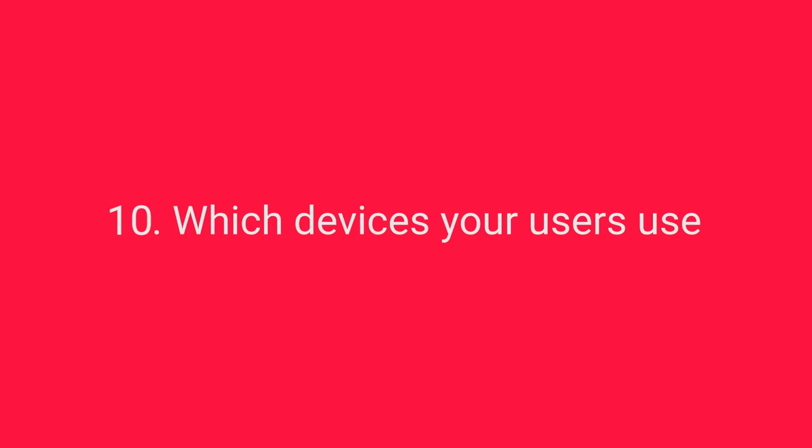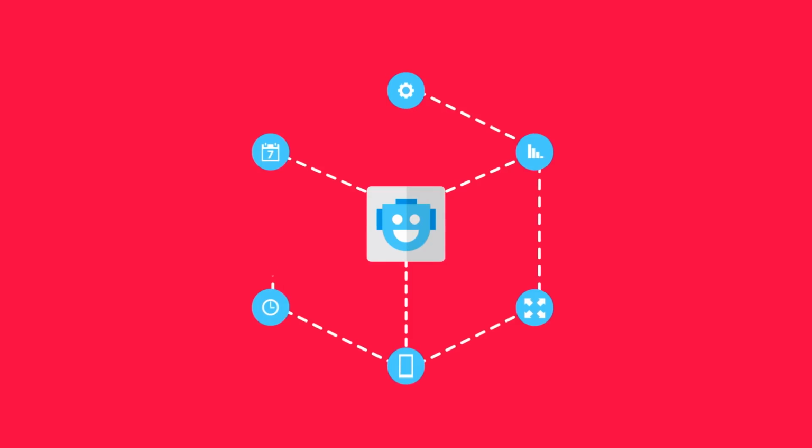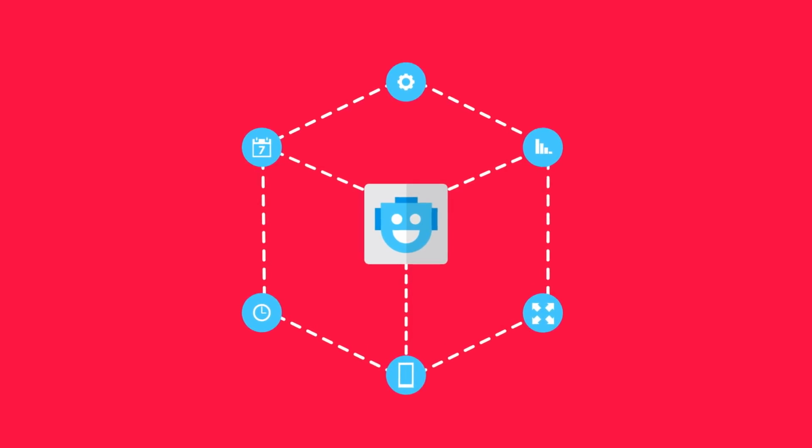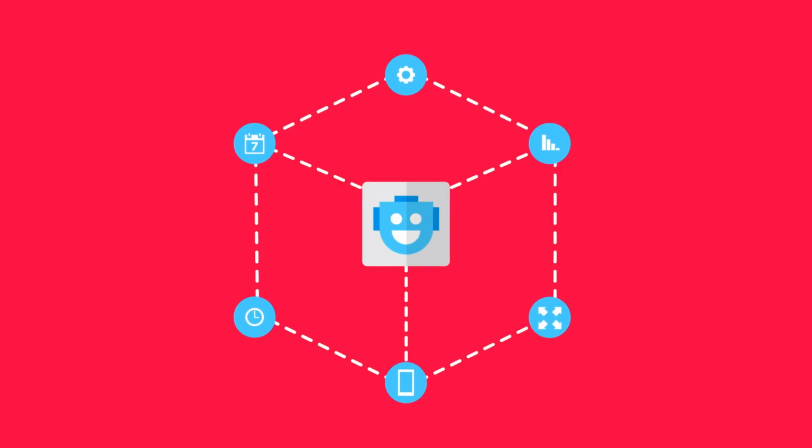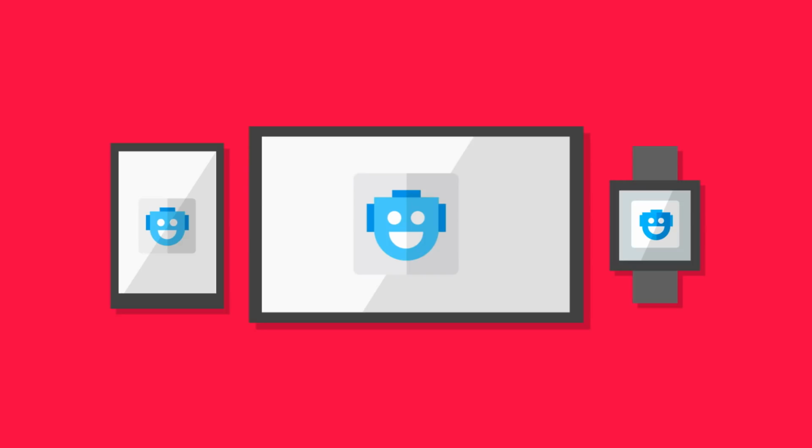Which devices your users use. From anonymized aggregate data, understand the different technology dimensions to your users, including what devices they use, what screen sizes are common, and what operating system version they're on. This will help you optimize your app design and test your app against the right device configurations.